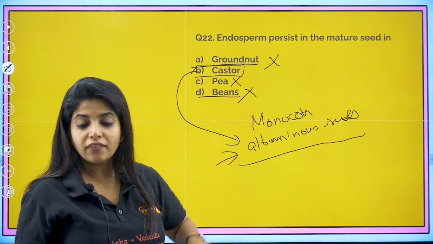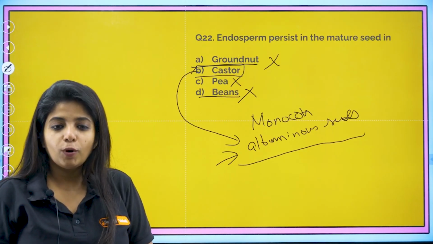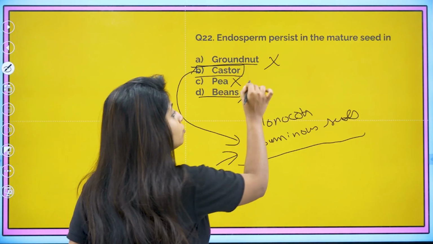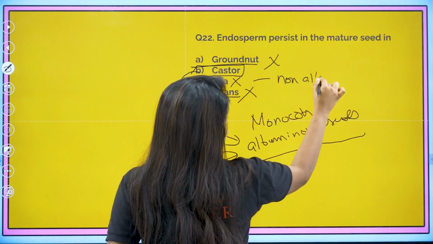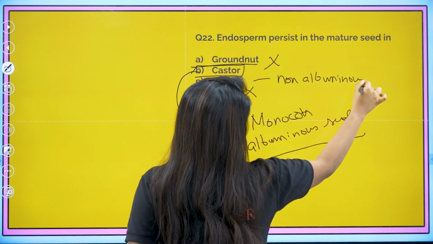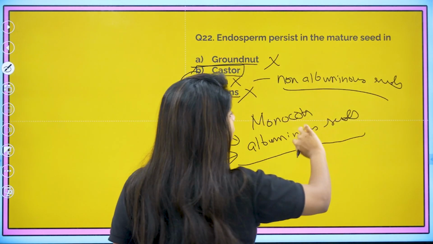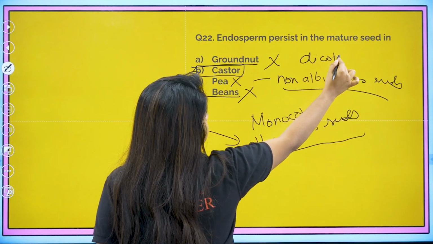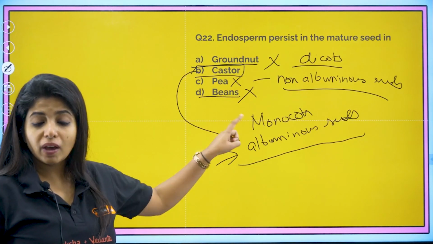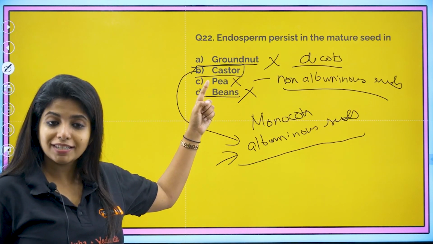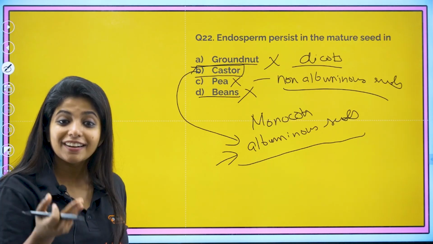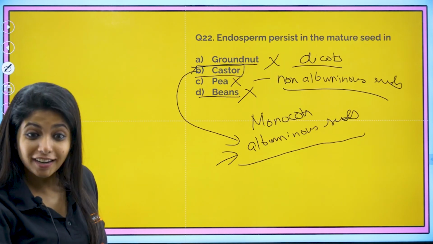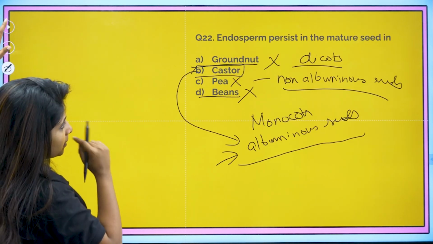Now, ma'am, what are the others? They do not have endosperm in them. What do you call them? What type of seeds do they produce? They produce non-albuminous seeds. So if again a question comes, what among them produce non-albuminous seeds? You should spot the dicots. Do you have another example for monocots apart from castor? Wheat, barley, rice, okay, coconut, all of them are monocots.